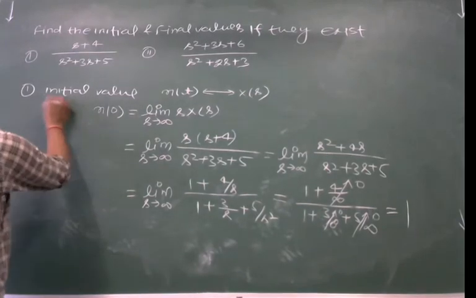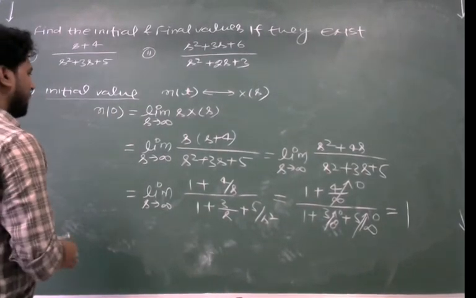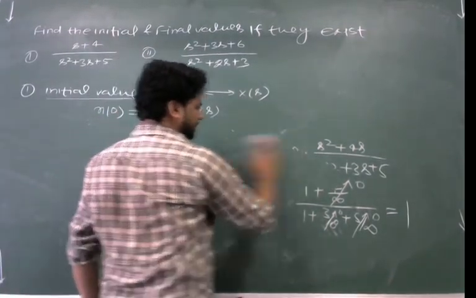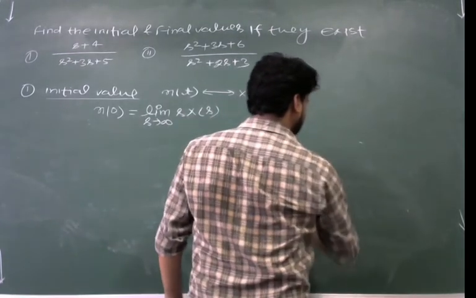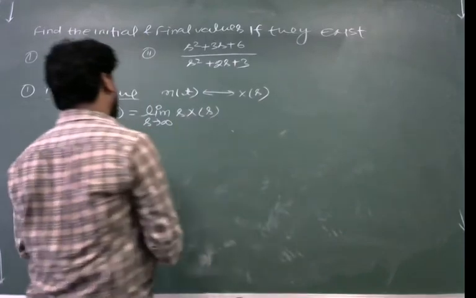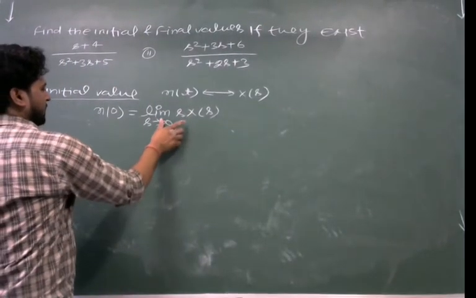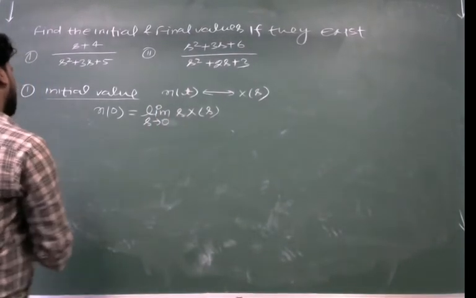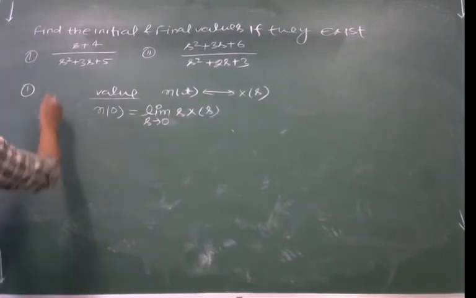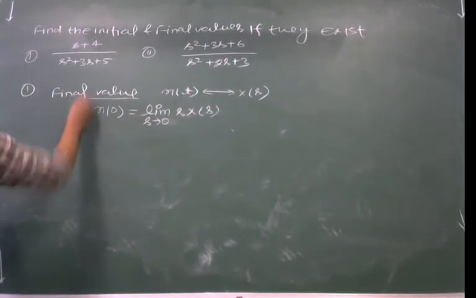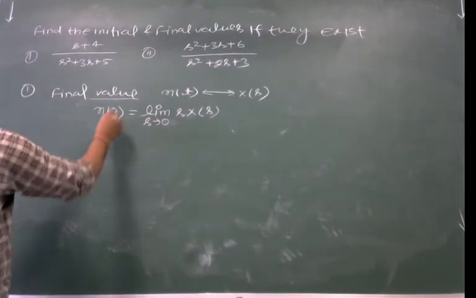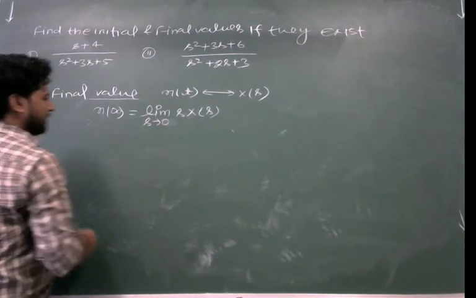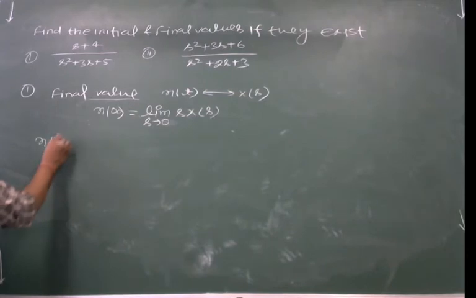This is the initial value, and to get the final value we will apply the concept of final value theorem. Initial value is 1 and final value will be equal to this, s tends to 0, to get the final value of the signal. So to get the final value, I will use this relation: x of infinity will be equal to limit s tends to 0 of s multiplied with x of s.